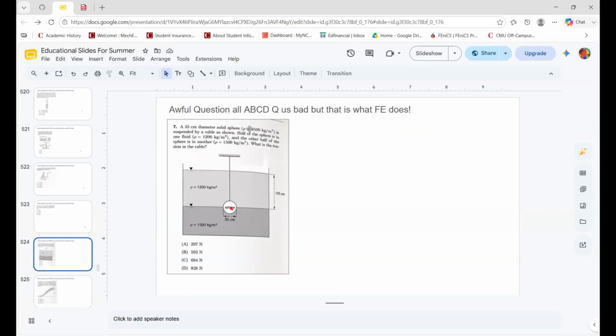Oh wait, there's a sphere mg. Oh, I take that back. There is an mg on the sphere, but there's definitely a buoyant force on the sphere too, and it's going to be half of each one. So that's what we're going to do.